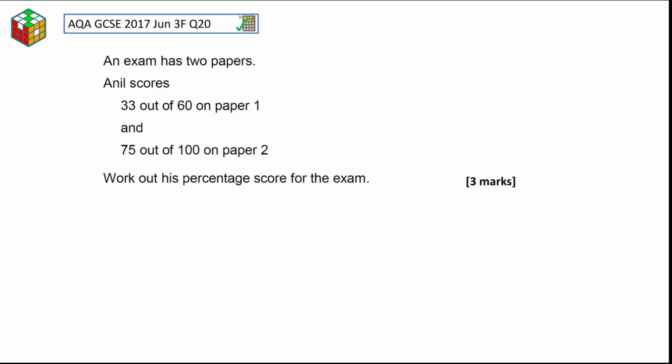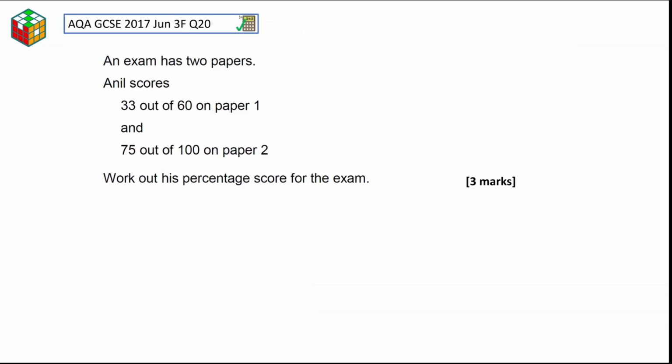An exam has 2 papers. Somebody scored 33 out of 60 on paper 1 and 75 out of 100 on paper 2. Work out his percentage score for the exam. Most students will have a misconception here. They think that they're going to find out the percentage on paper 1, then add the paper 2 percentage and divide by 2, which is wrong.